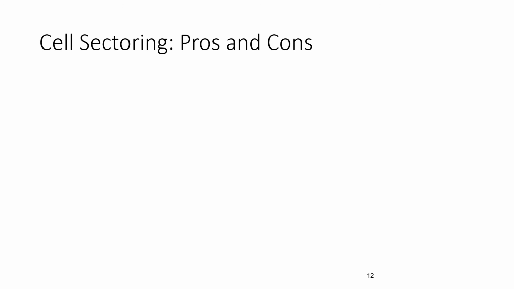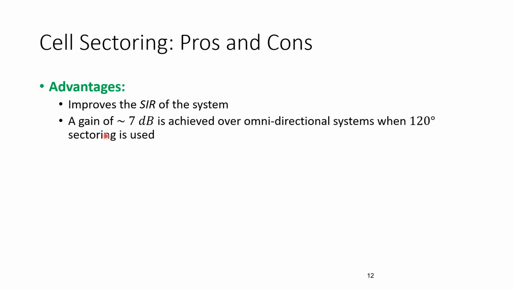Now let's summarize the cell sectoring pros and cons. Let's start with the advantages. We'll mention two. First, improved signal to interference ratio of the system. A gain of about 7 dB is achieved over omnidirectional systems, where there is no sectoring, when a 120-degree sectoring is used.